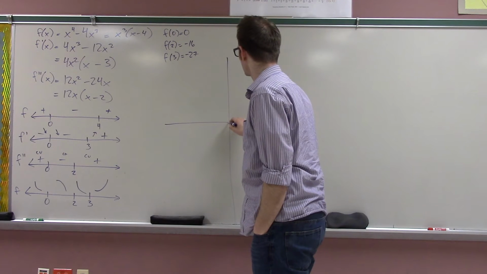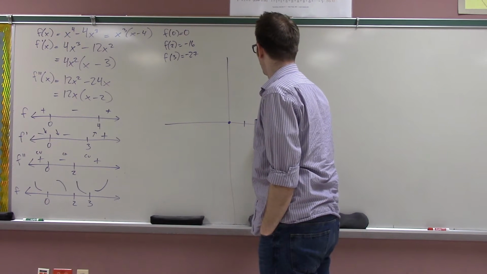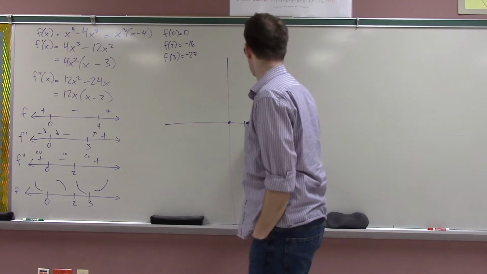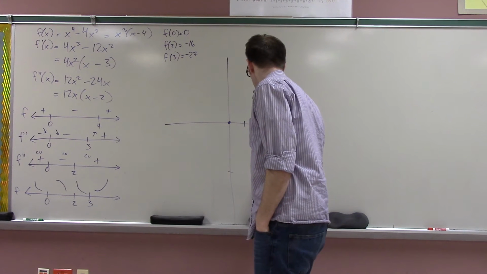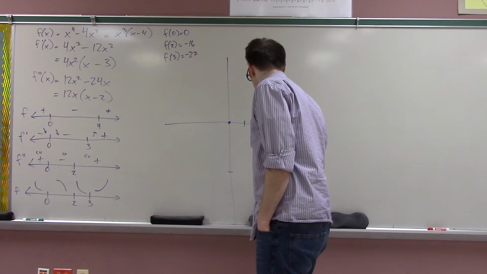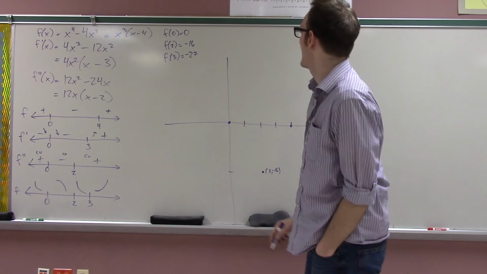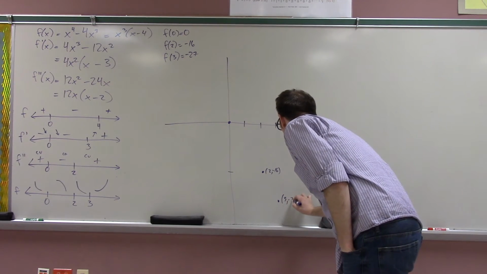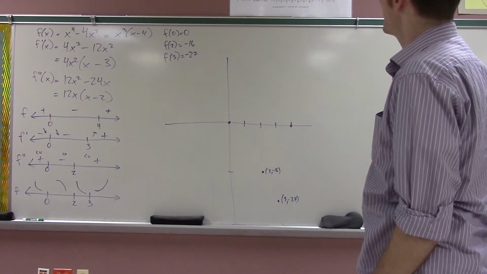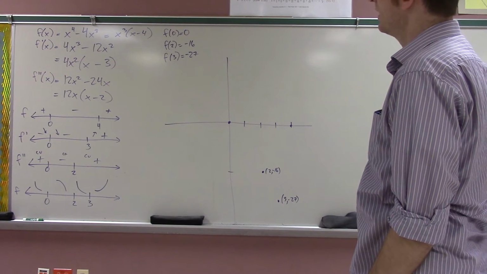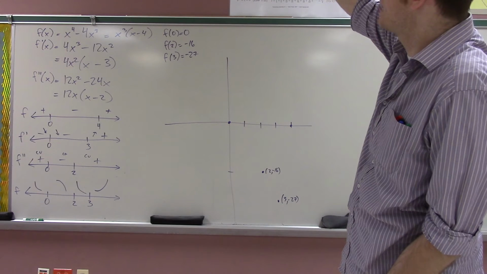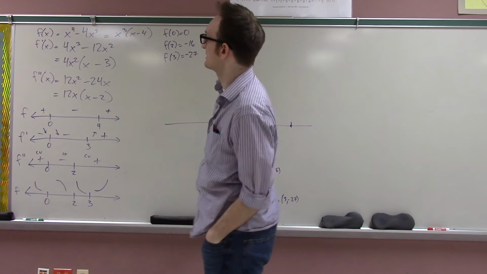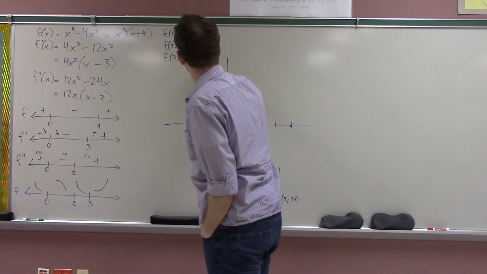At 0, 0. At 4, it's also 0. At 2, it's negative 16. So I'll just mark 2, negative 16. And at 3, it's negative 27. So I'll just do that, 3, negative 27. Okay, what is this function doing? Well, it's decreasing concave up on the interval from negative infinity to 0. At 0, we have a point of inflection.